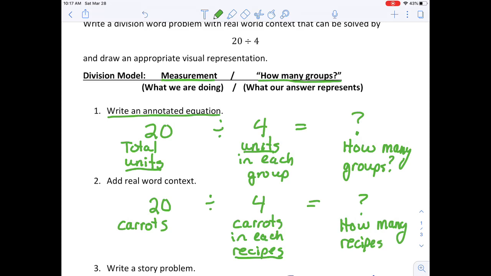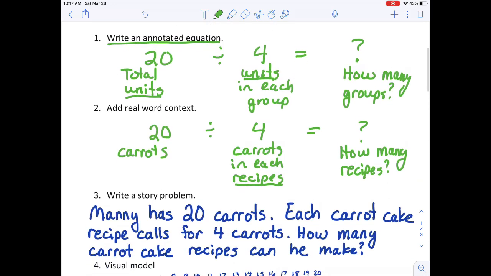So then I can turn this more detailed annotated equation into a story about carrots in a recipe. Manny has 20 carrots. Each carrot cake recipe calls for 4 carrots. How many carrot cake recipes can he make? So let's make our visual model now.